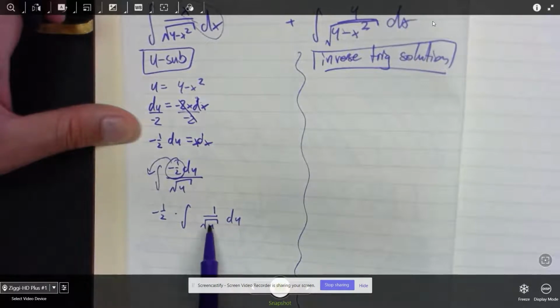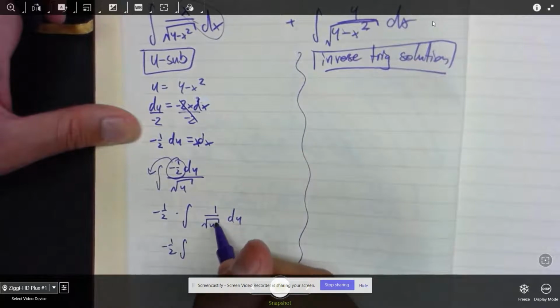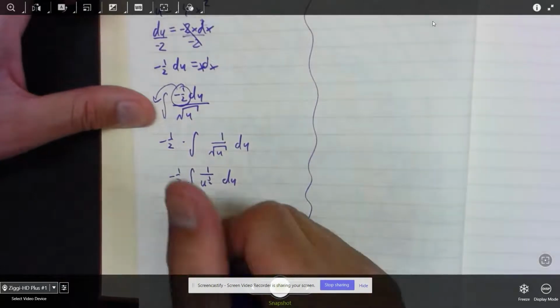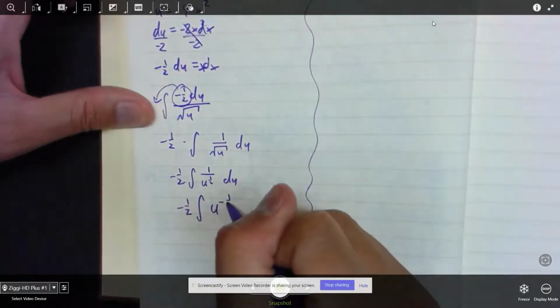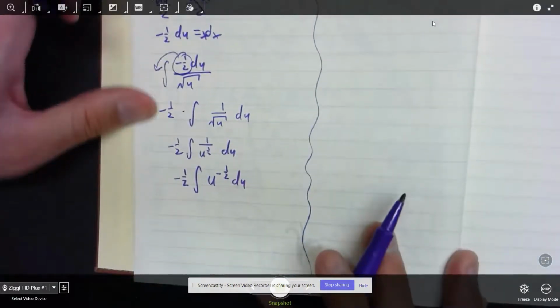It's just now I can see that if I rewrite this again, I could rewrite 1 over the square root of u as 1 over u to the 1/2, du with respect to u. Again, if I rewrite that again just to double check, this is u to the negative 1/2 power. And can I take the integral of this?